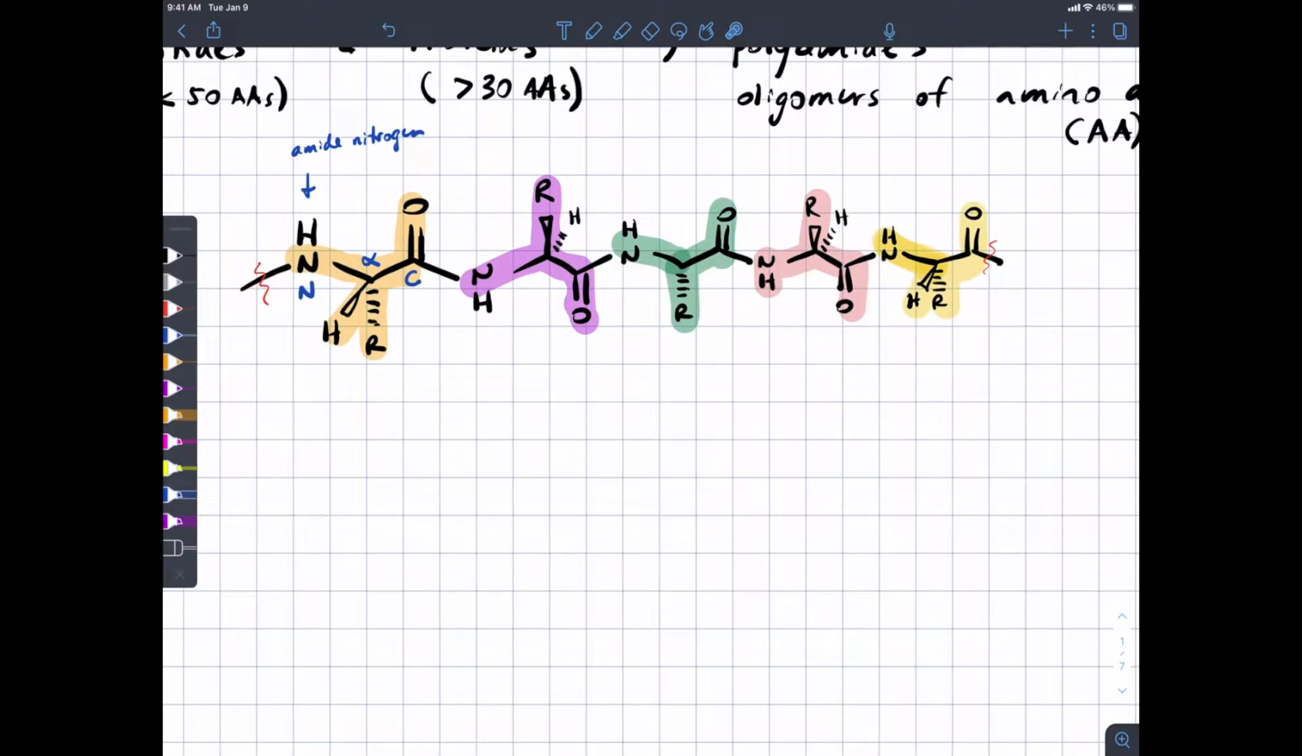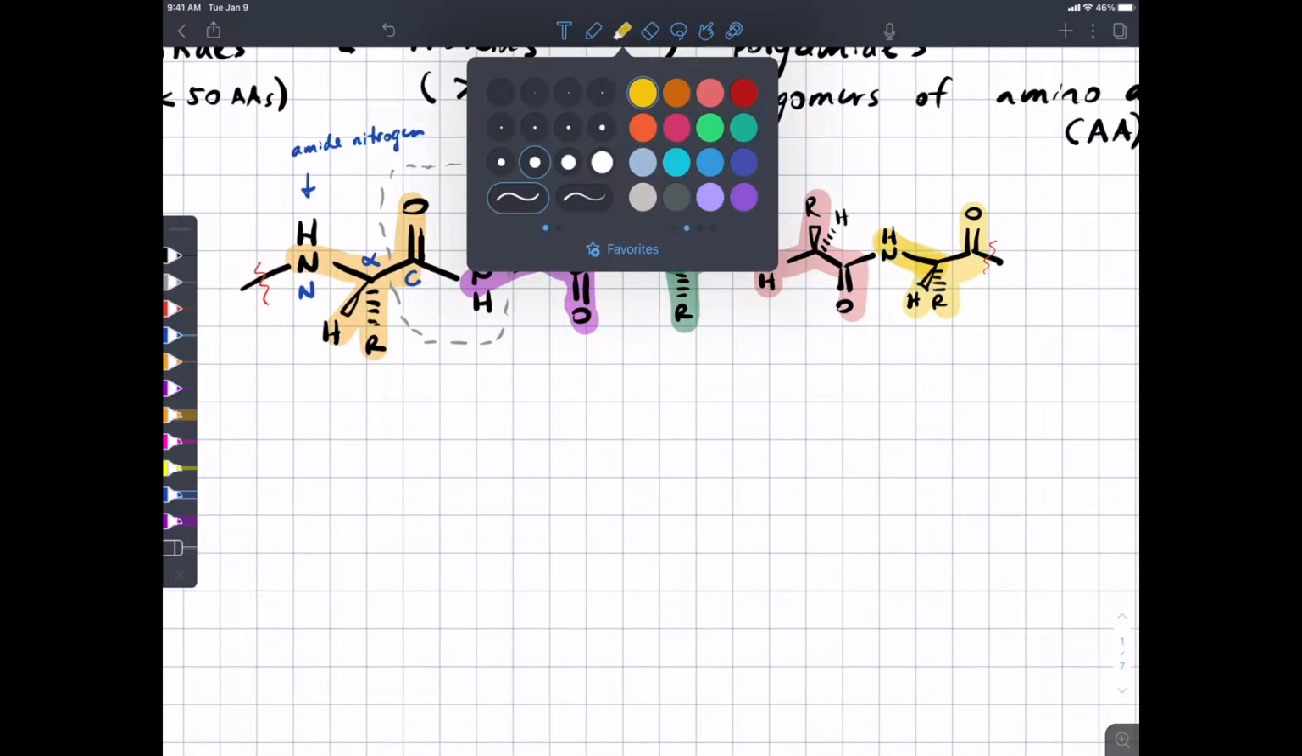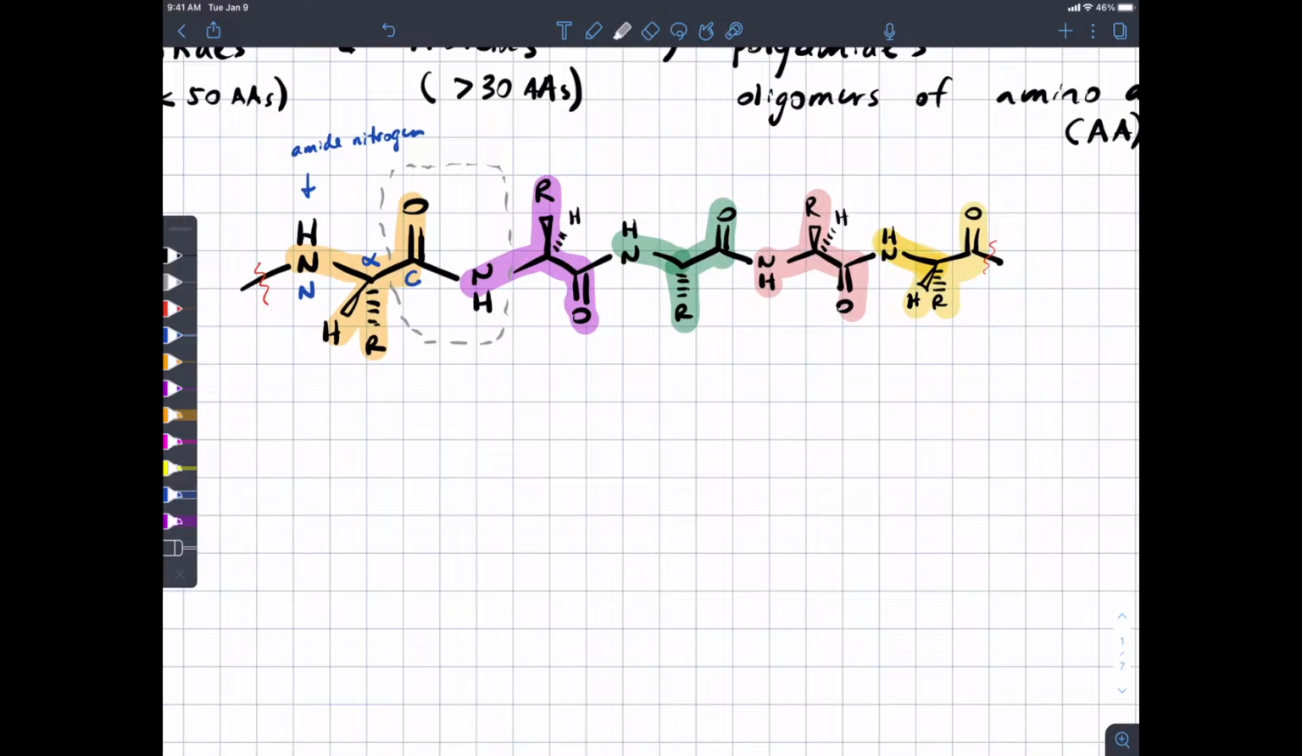You'll notice the thing that connects them is an amide bond. So let's focus in on the bond between the purple nitrogen and the orange carbonyl, and we'll highlight that in gray. The functional group is an amide bond, but sometimes people will call that a peptide bond. Those terms are used interchangeably.